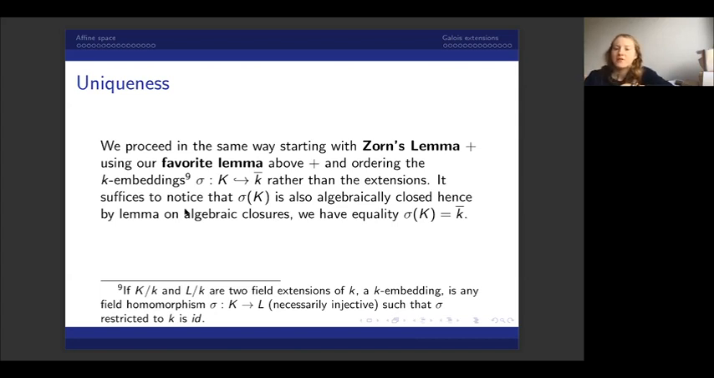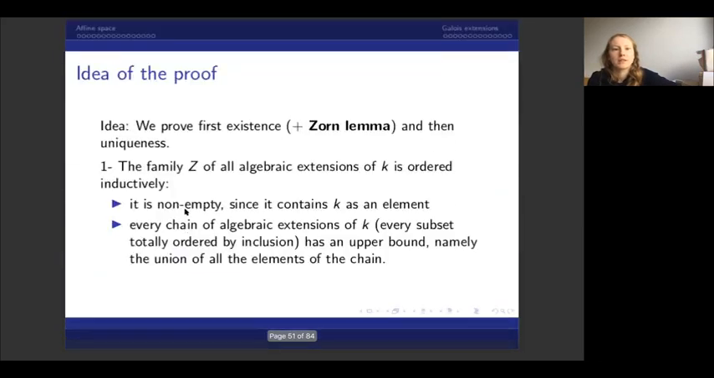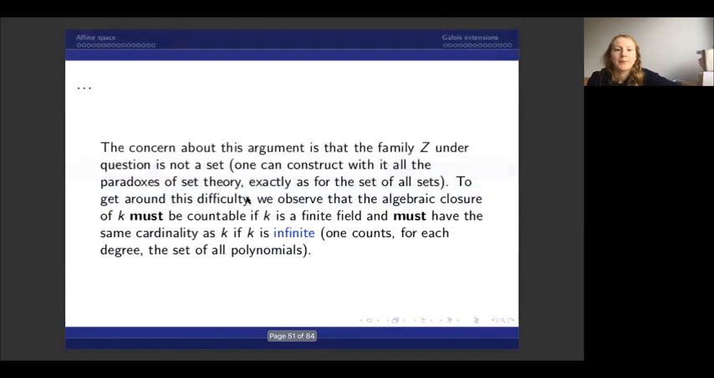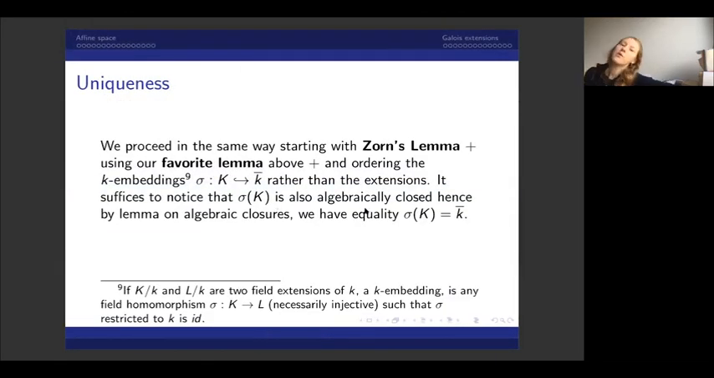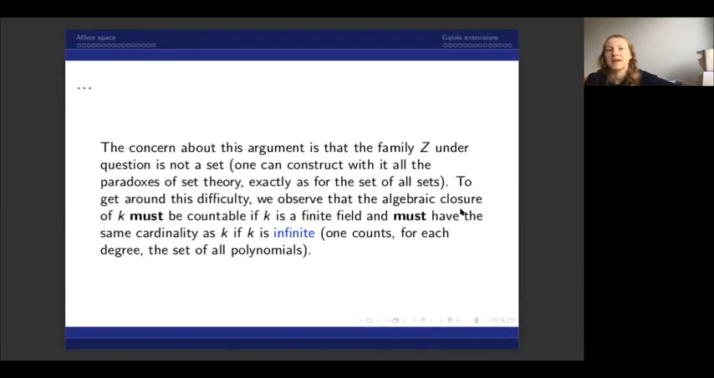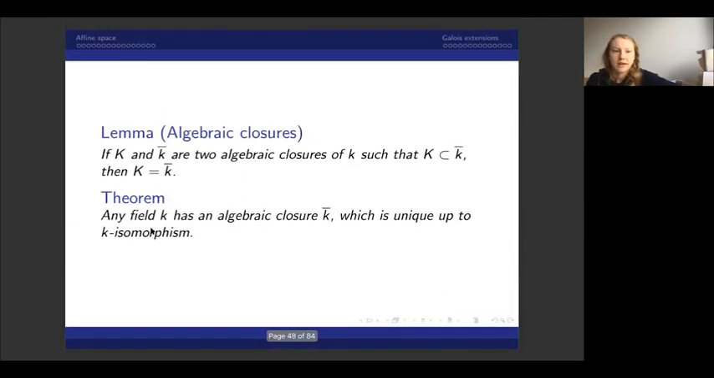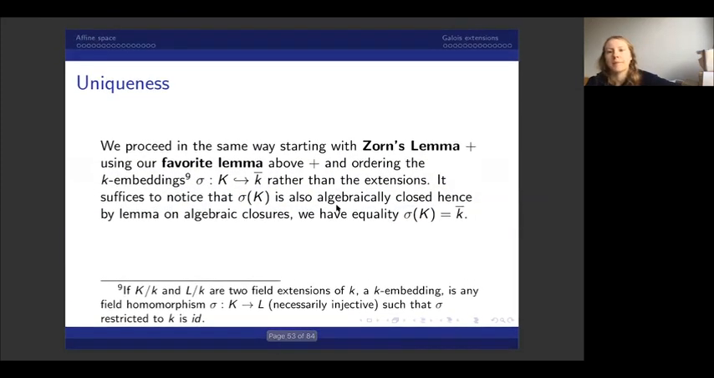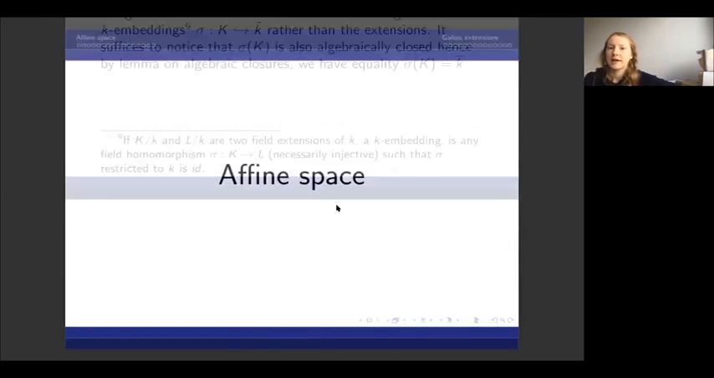And here we have capital K going into L, which is K bar, obviously. So it's enough to notice that sigma of K is algebraically closed. And so by the lemma, which we have just seen above, we have equality: sigma of capital K is K bar. So we have proven everything that was necessary. Any field K has an algebraic closure K bar, which is unique up to K isomorphism. The K isomorphism comes from the K embeddings I have just roughly mentioned. This gives you an idea of what has been going on.